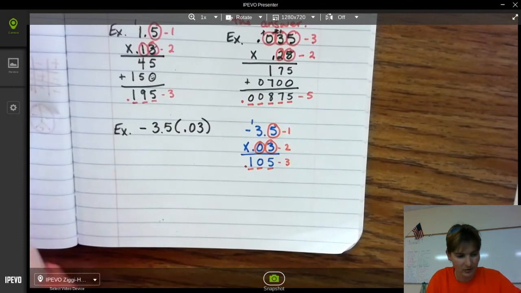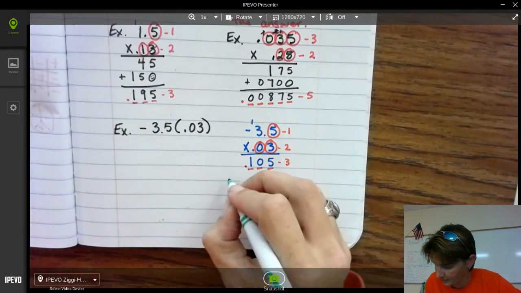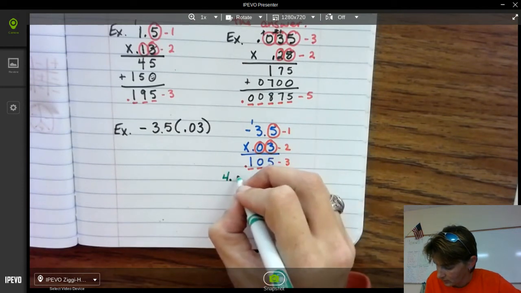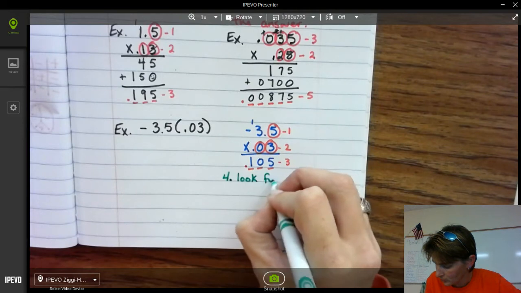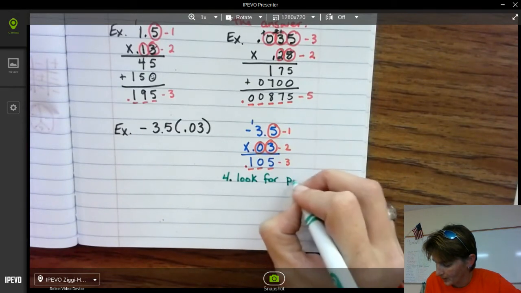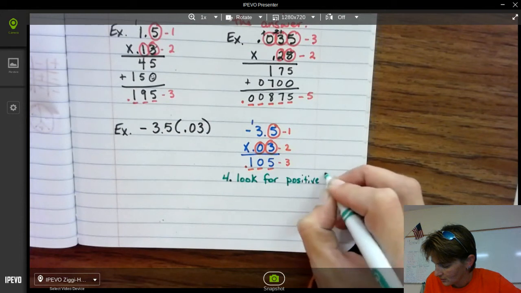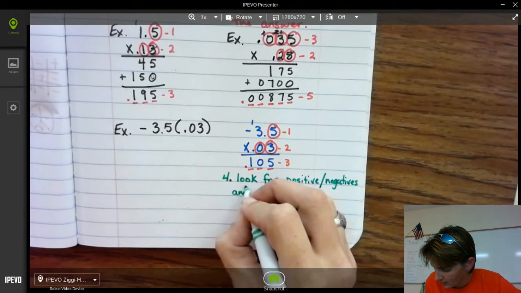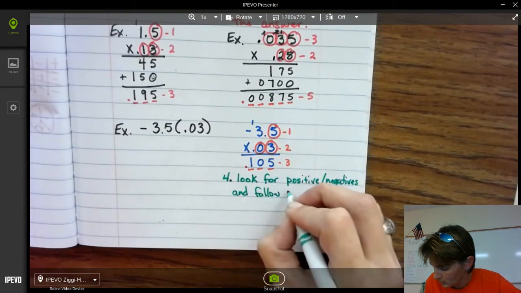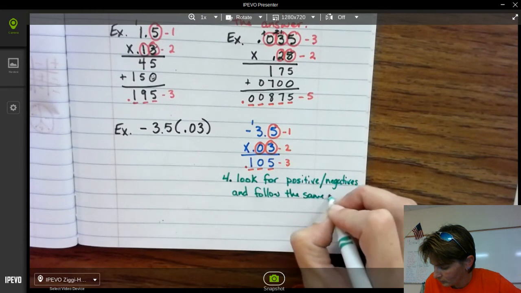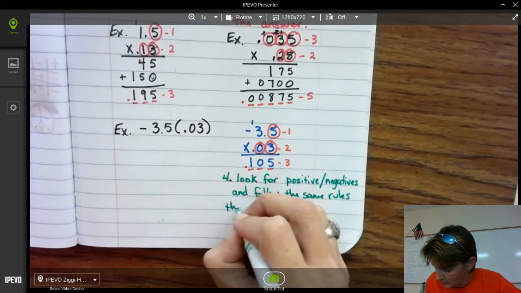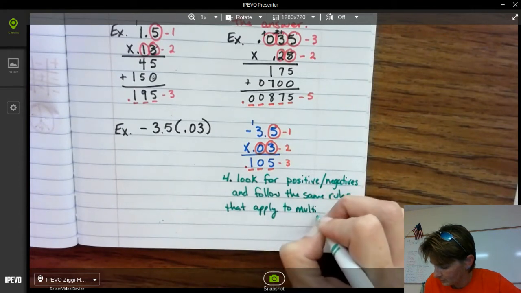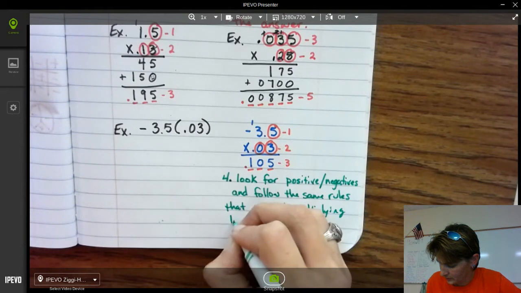The last step now, I'm going to add this step here. So step number 4 is to look for positives or negatives and follow the same rules that apply to multiplying integers.